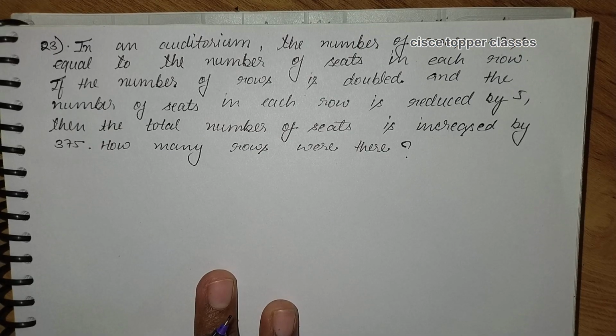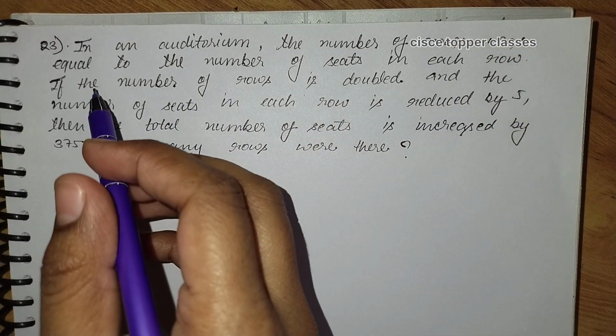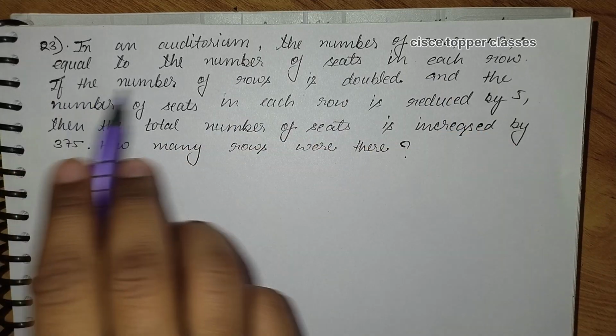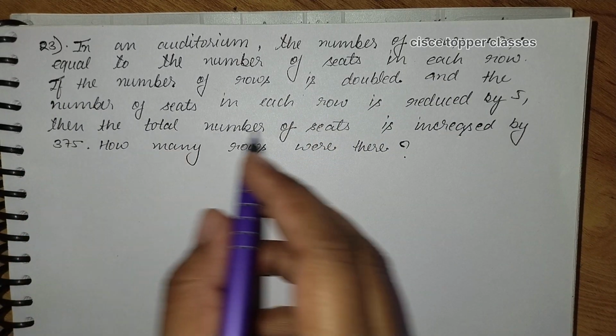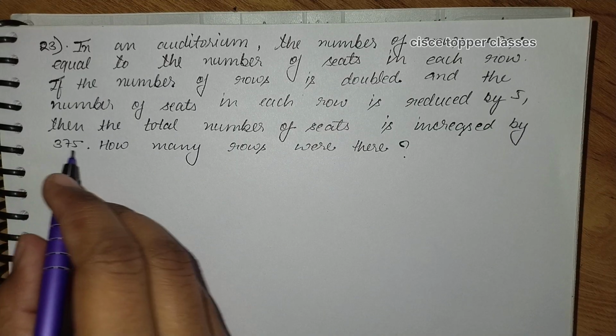Let us solve this question. In an auditorium, the number of rows was equal to the number of seats in each row. If the number of rows is doubled and the number of seats in each row is reduced by 5, then the total number of seats is increased by 375.